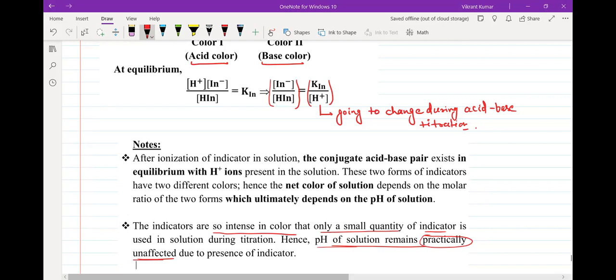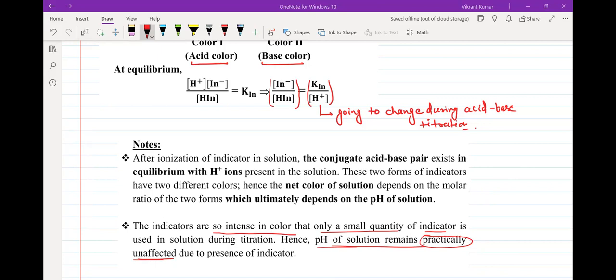So the next point is, at what point are we expecting the change in color? Now the simple thing is, if IN minus and HIN both are present, I'm just representing the conjugate acid base pair as HIN and IN minus. If I say acid color is HIN's color and base color is IN minus's color, then if HIN is more in number of moles or in concentration, then HIN's color will become the dominant color. And if IN minus is more than HIN's concentration, then IN minus's color, which is called the base color, will become the dominant color of the solution. So based on that, we can decide at what pH this substance is going to change its dominant color.